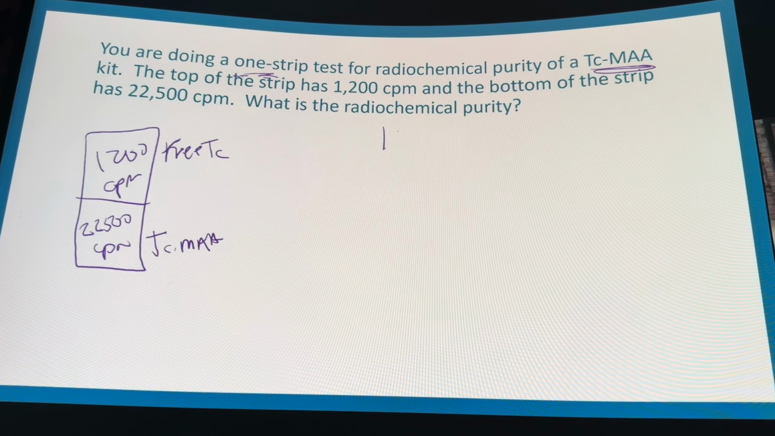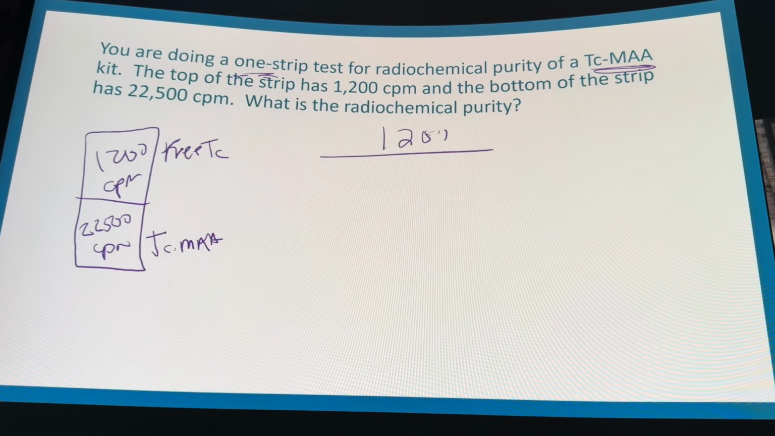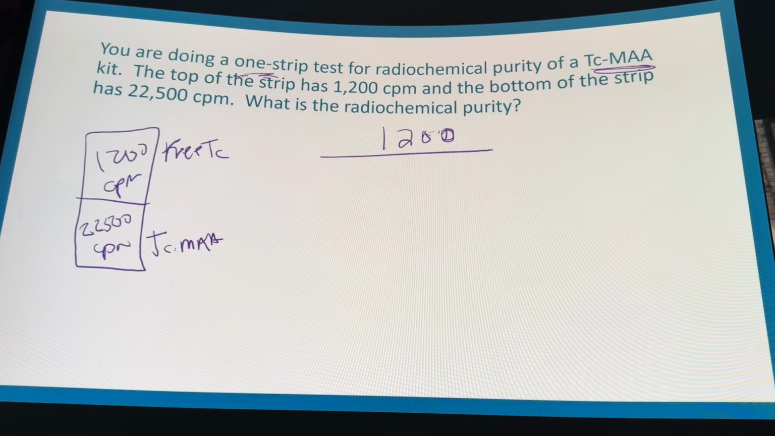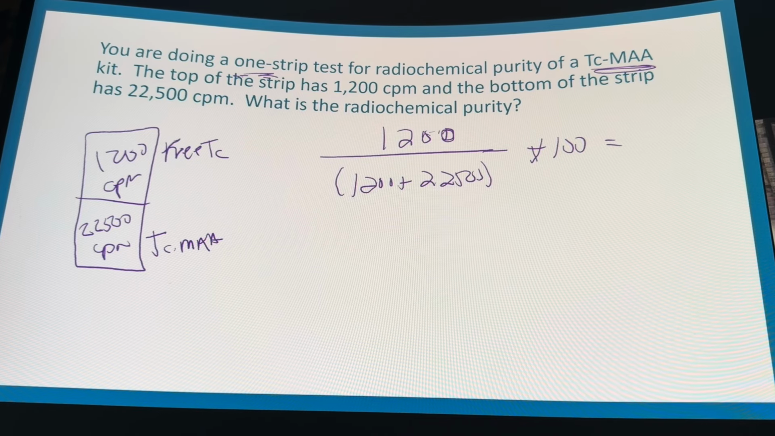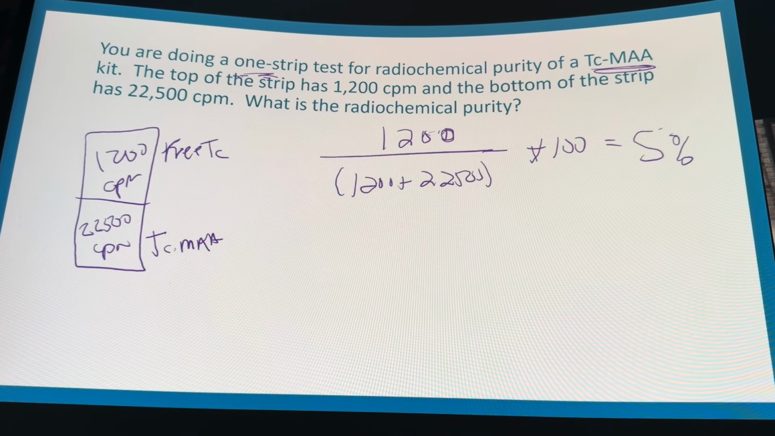So I'm going to take my free tech divided by, here's where the mistakes are always made, you have to divide it by the total. Times that by 100. 1200 divided by 1200 plus 22,500 times 100. It's 5%. What does that tell me? 5% free tech, 5% radiochemical impurity.